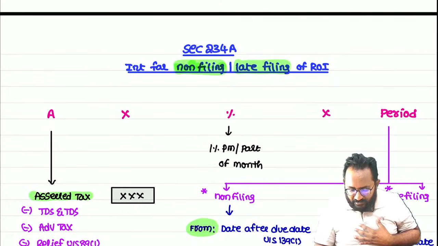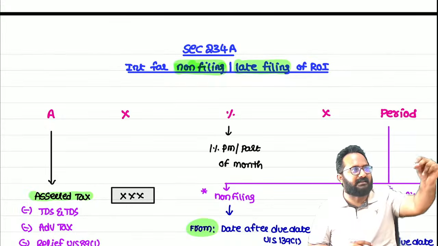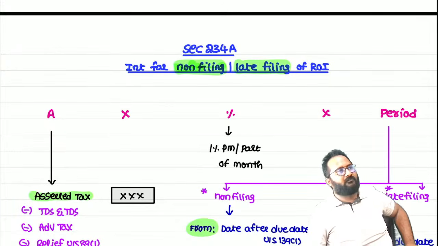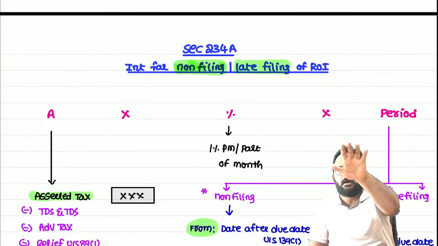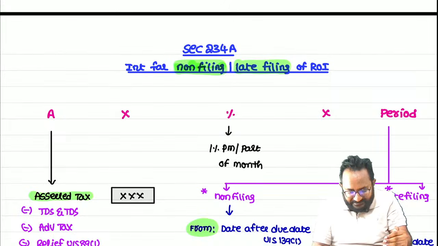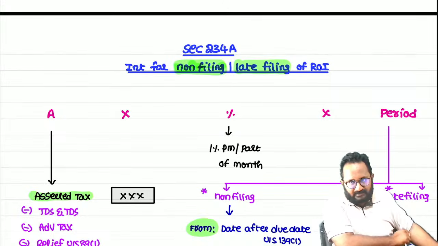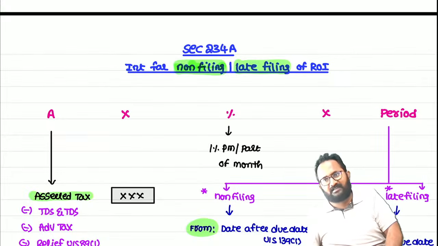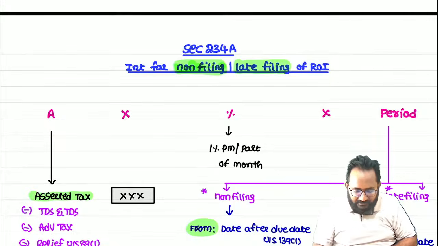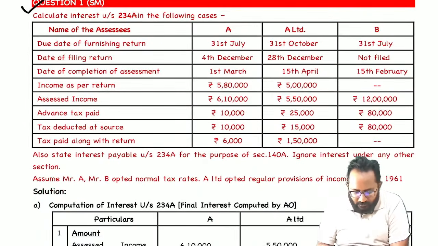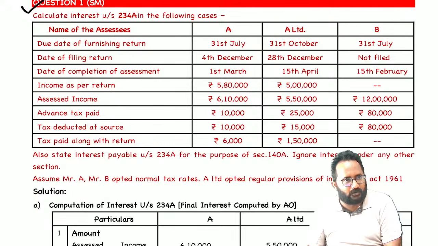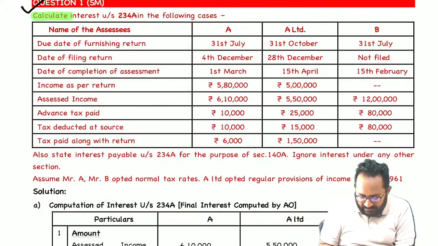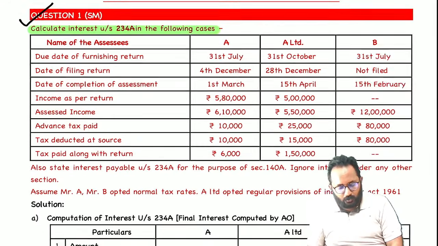Why? If I am saying non-filing, you need to say this interest is computed by the AO. If I am saying late filing, this interest is computed first by the SSC, then afterwards by the AO. If I inject these points into your mind in the 234A concept, then the same concept will be discussed in B and C also. Easily you can understand within less time. But after discussing the 234A question, we can analyze whether we know this concept or need to learn more. Yes, they are asking: calculate interest under section 234A.